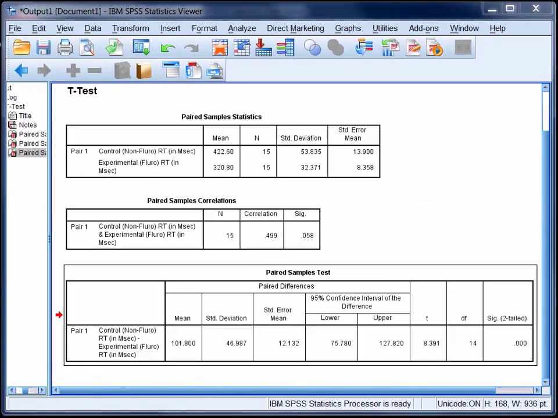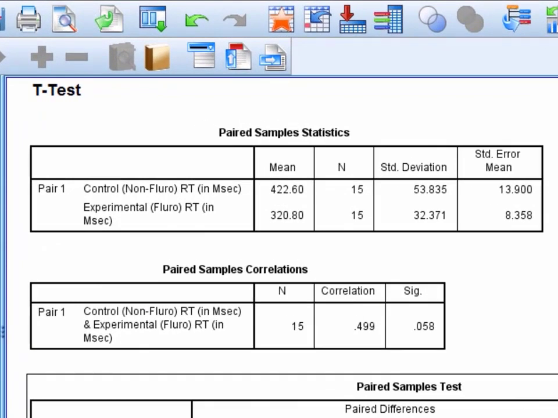When you run a paired samples t-test in SPSS, you get 3 tables of output. The first table provides descriptive statistics for each set of scores. Looking at this table, we can see that there were 15 participants in this study, and when exposed to the control stimulus, they responded on average within 422.6 milliseconds. When they were exposed to the experimental stimulus, they responded on average within 320.8 milliseconds.